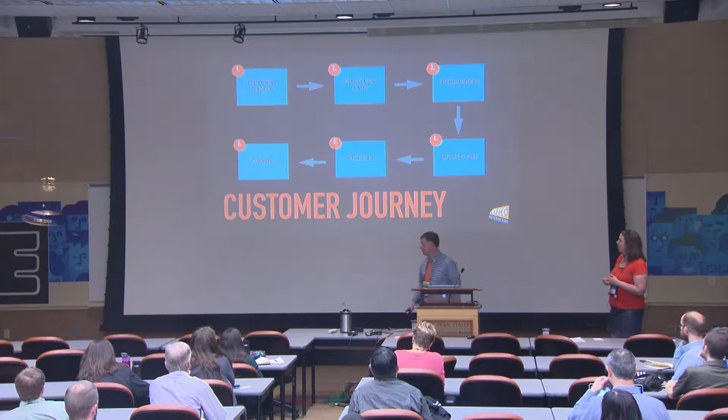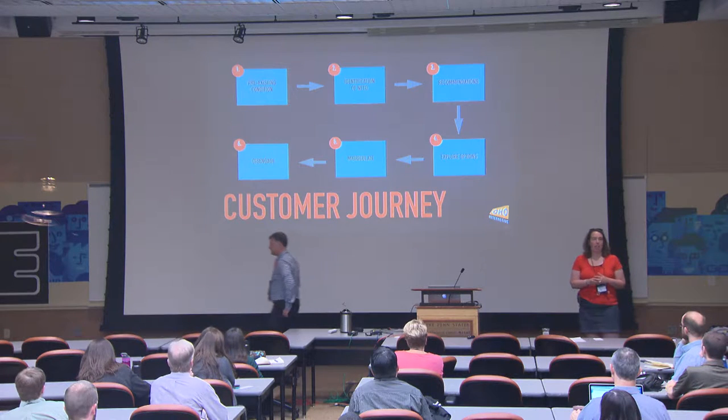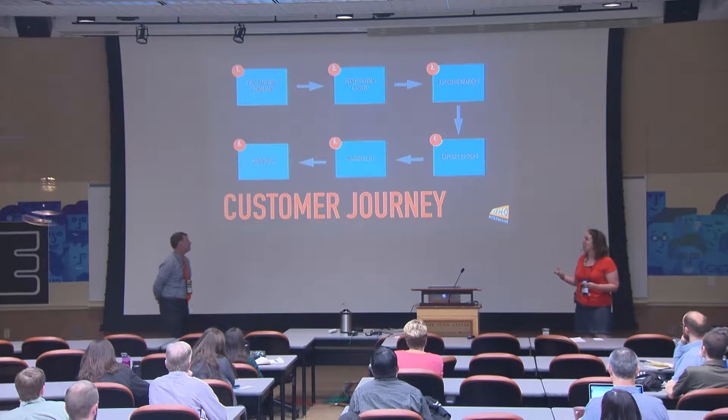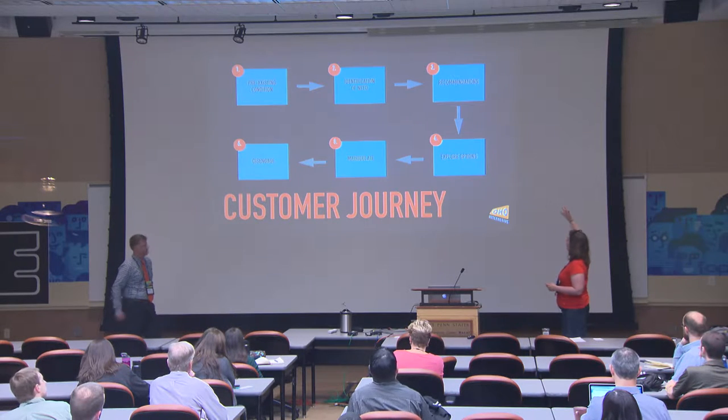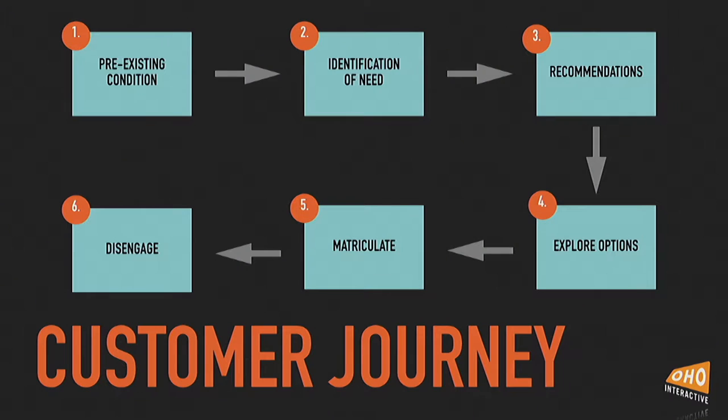And then we really want to determine what the customer journey is. So through all this research, we're going to understand what is their path? Where are they going? Where do they start? What are the different paths along the way? Where do they end up? So in this instance, it's, what is their pre-existing condition? What's prompting them to even want to go back and pursue their studies in the first place? The identification of the need, the recommendations they get along the way. Is it from family? Is it from employers? Is it from friends? Who's influencing that journey?